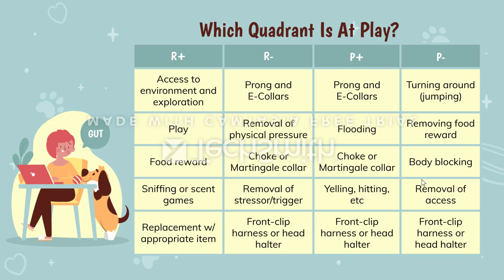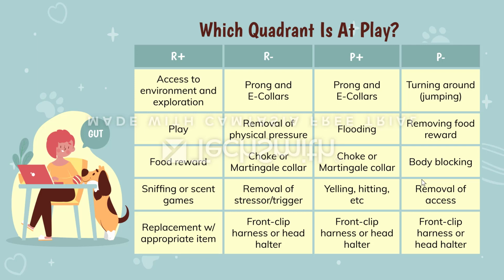Removal of a stressor or a trigger. So this would be like if you have a reactive dog and your dog is just losing its mind across the street from another dog, but that other dog doesn't move until your dog stops freaking out. That is negative reinforcement. A front clip harness or a head halter works within negative reinforcement. The dog learns to not pull to avoid being turned to the side.